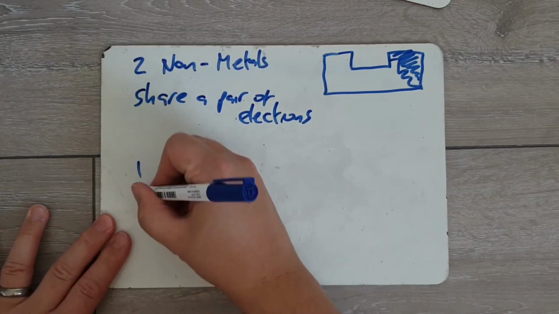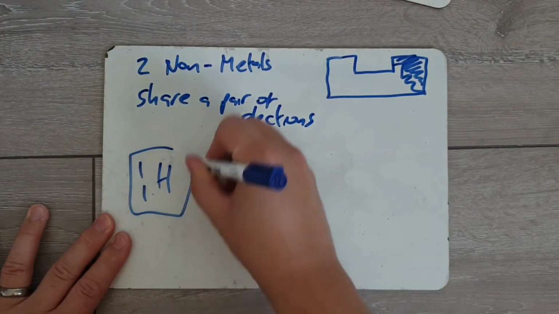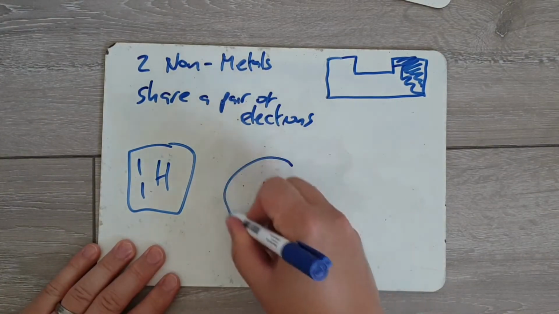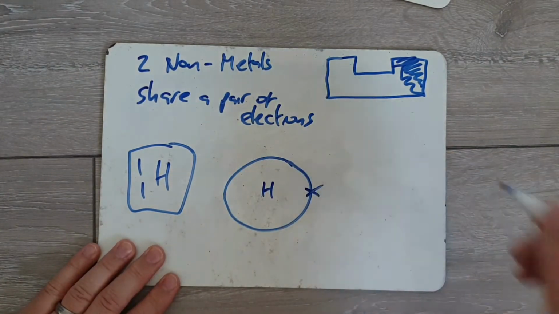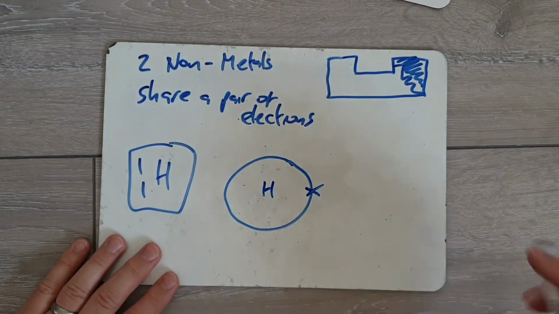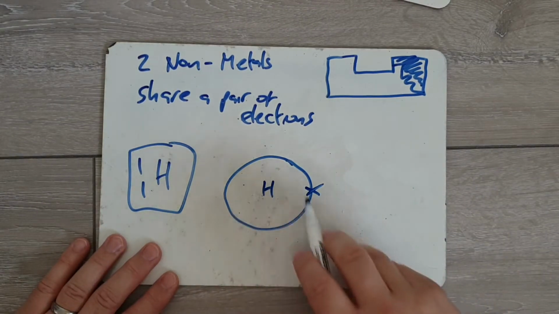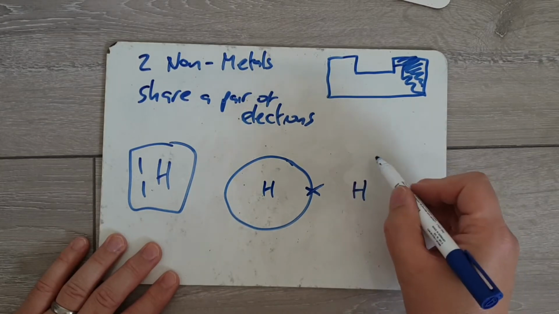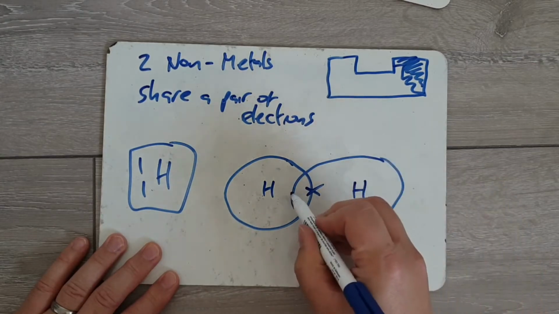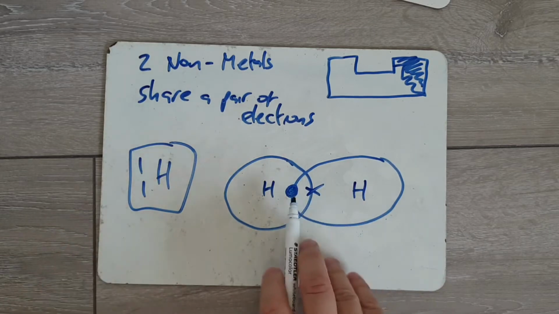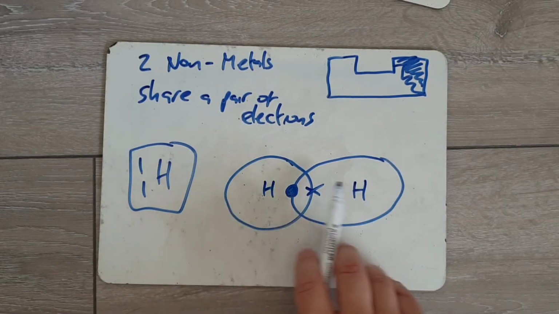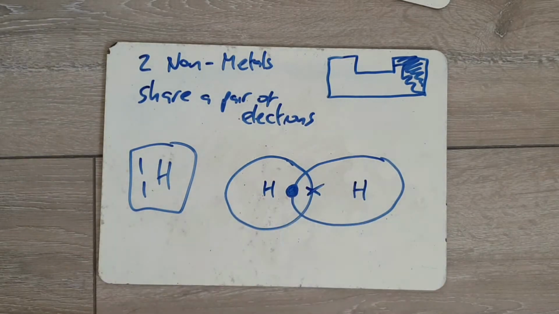So if we look at hydrogen, hydrogen's got one electron. So if I draw my hydrogen, it's got one electron and it wants to have a full shell to be stable. On the first shell you only need two to be stable. So it buddies up with another hydrogen and then they share those electrons. So they've both got two electrons, and they've both got a full outer shell and they're stable.